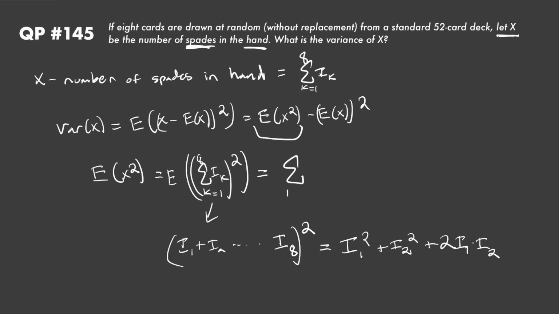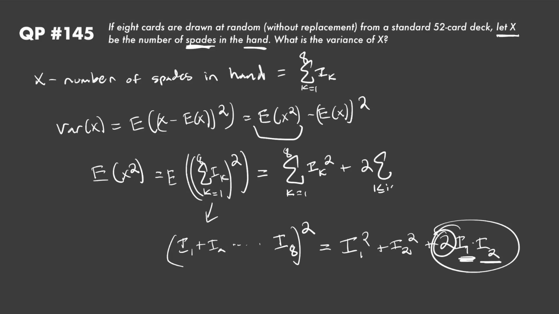We have the sum from k equals 1 to 8 of I sub k squared, and then we need to add on all of these terms that have a coefficient of 2 out in front, and that's when i and j are not equal. To add on all of these terms, we can write this as 2 times the sum over 1 less than or equal to i, which is less than j, so all the ordered pairs, up to 8, of I sub j times I sub i.